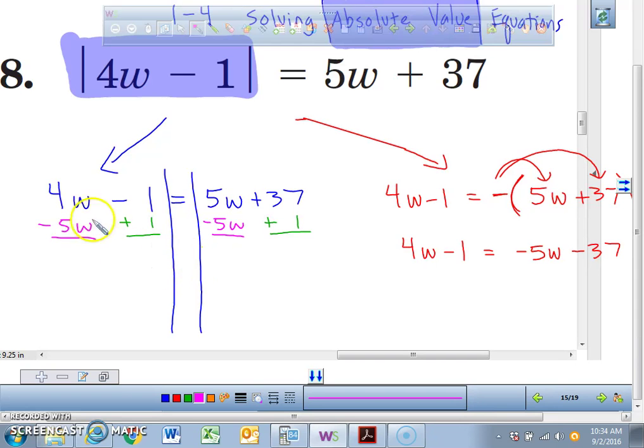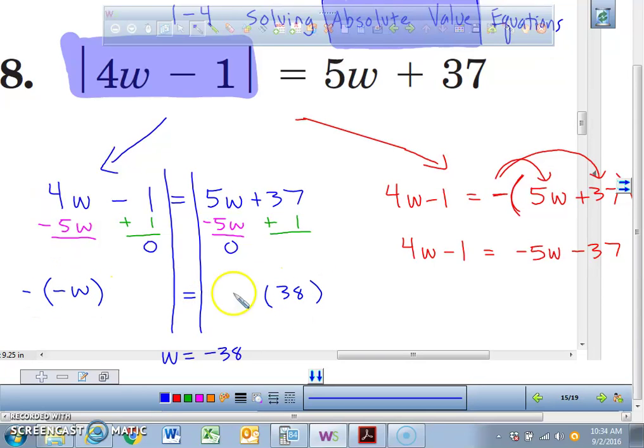All right. What does 4w minus 5w simplify to? Negative w. This right here zeroes out. This right here zeroes out. 37 plus 1 is just going to be 38. Okay? So what do we have left? We have a negative w is equal to 38. So w has to equal negative 38.